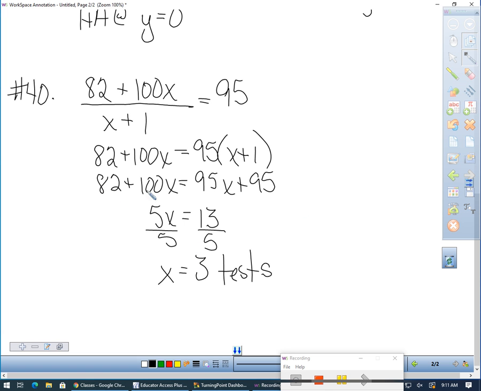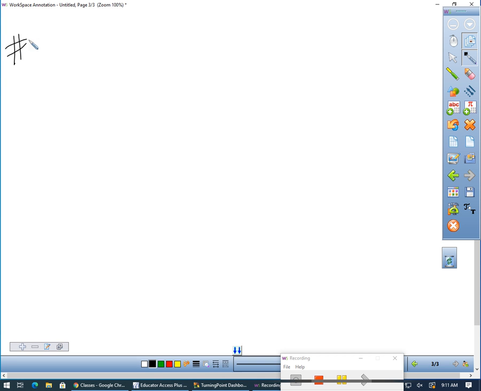This type of problem where you're calculating percentages can come up quite often. Let's look at number 42. Number 42 and 44 we have to graph again.